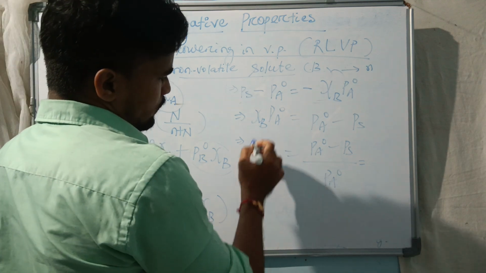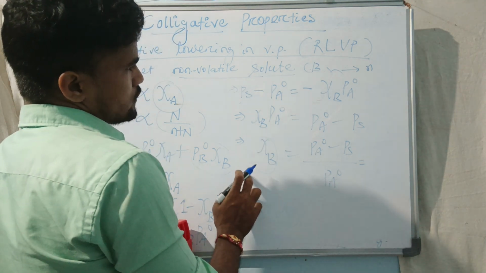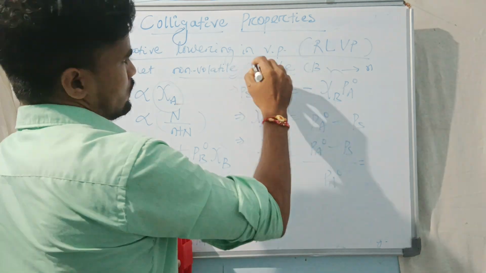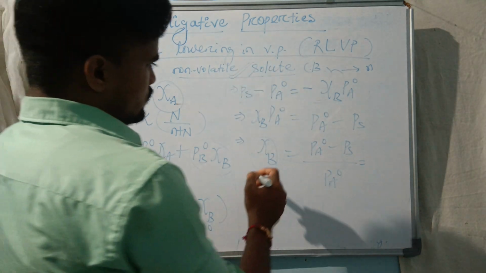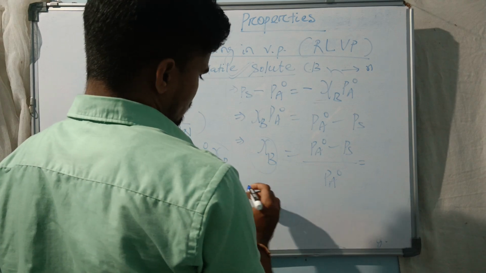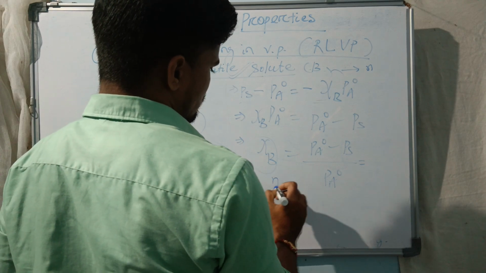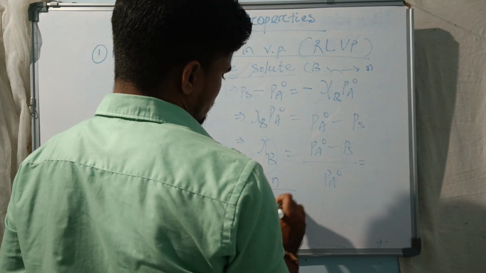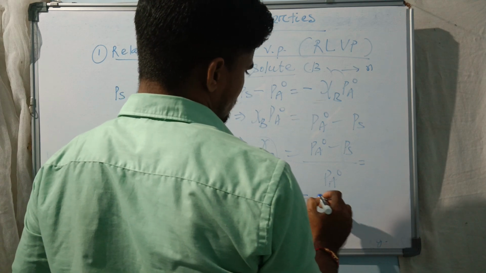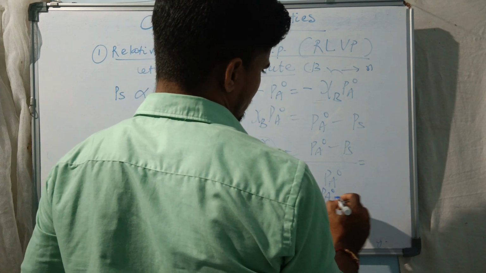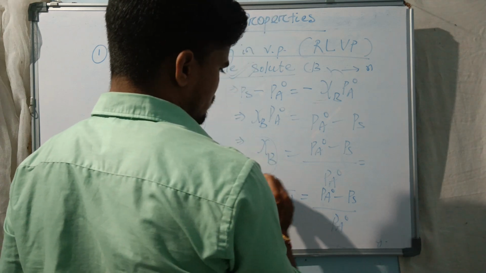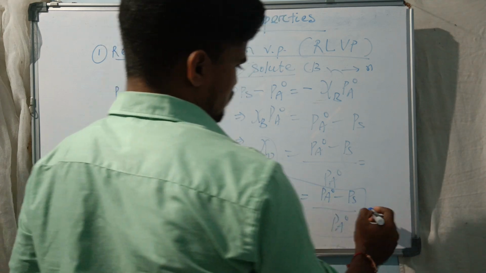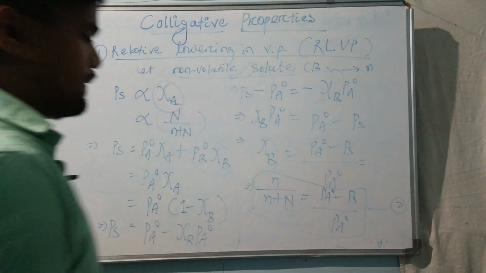So chi B is the mole fraction of non-volatile solute. So n upon n plus N is equal to PA naught minus PS divided by PA naught. So this is equation 2.